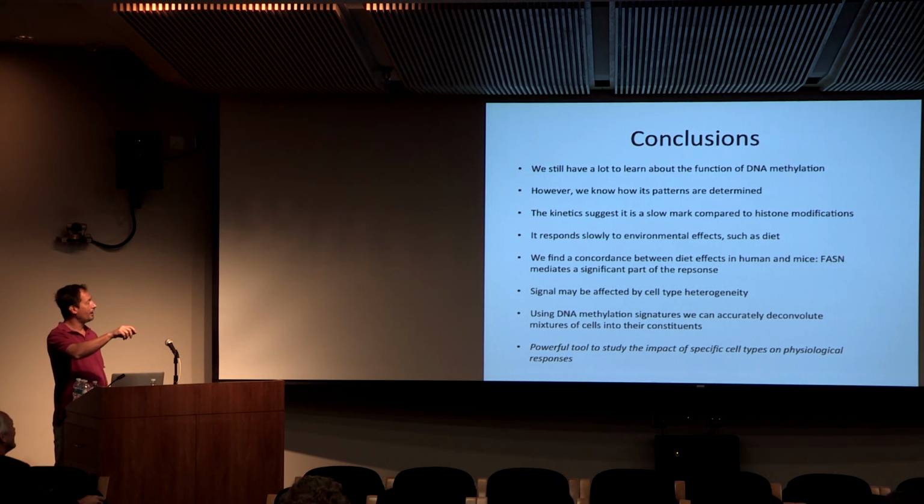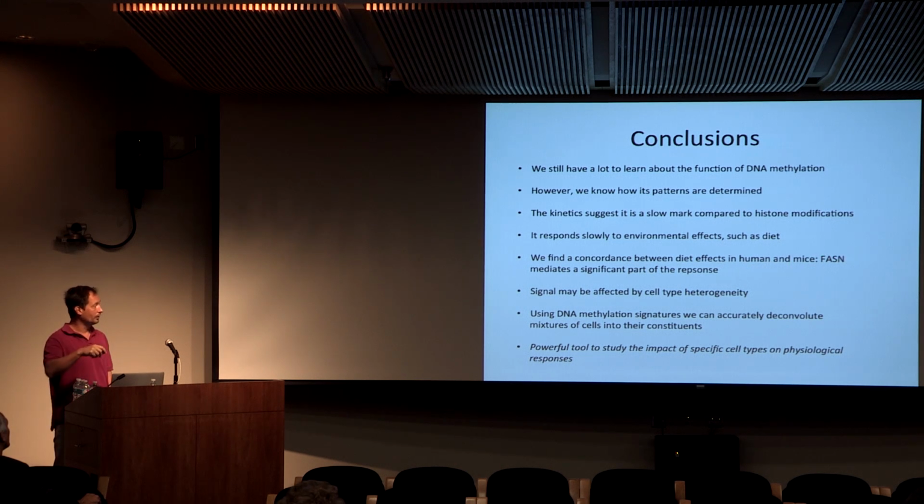So even though we still don't have a good grasp on the function, we have a very good grasp on how it's patterned, how it interacts with chromatin, and we have some sense of the kinetics: these patterns change on a much slower scale than both gene expression or histone modifications, and these slow changes can then read off slow environmental changes such as diet and the physiological state of an organism. And these environmental effects can be read off at a limited number of sites in the genome that show a very strong response to these environmental effects.